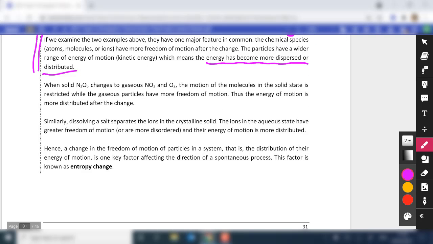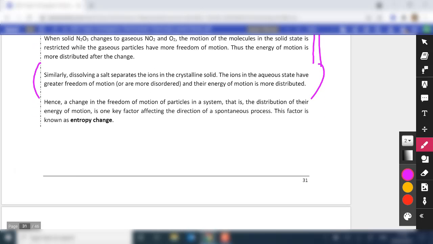And then of course this particular paragraph talks about going from solid to gaseous, which I probably don't want to go into as well. And then the dissolution also results in a more positive entropy change. Okay, so we have an ending paragraph here.